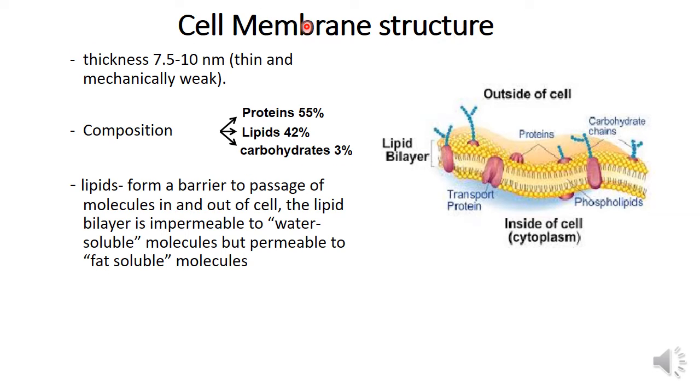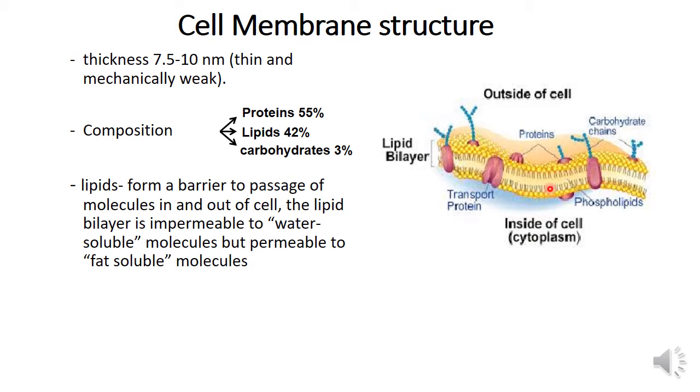Let us talk about the structure of the cell membrane. The general characteristic feature of the cell membrane is that it is thin and mechanically weak. As you can see, the thickness is around 10 nanometers. So it is very thin and mechanically weak. It means it can easily be broken.